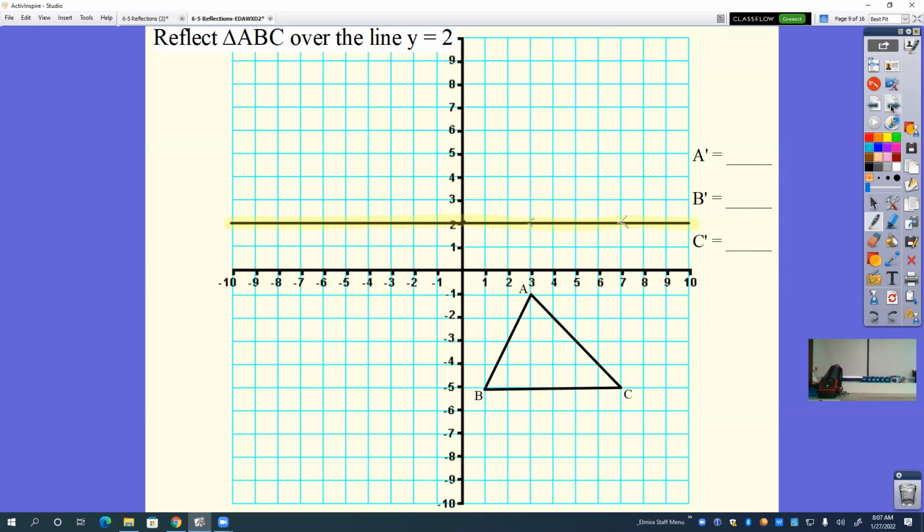Reflect the triangle ABC over the line y equals 2. Y equals +2 is a horizontal line across where y equals 2. And then just count and reflect the same way. 3. And then 4, 5, 6, 7.